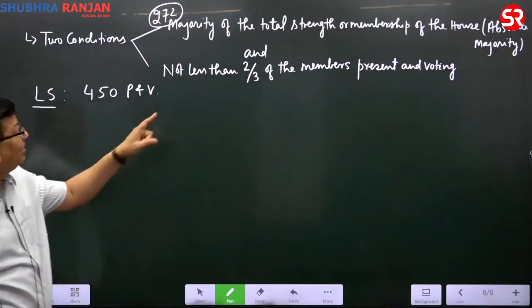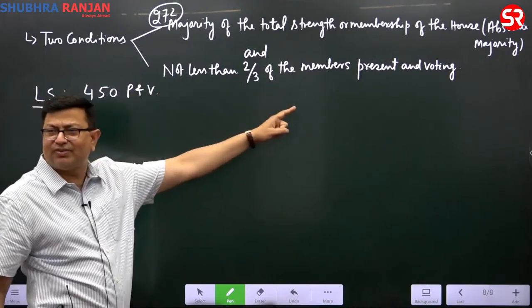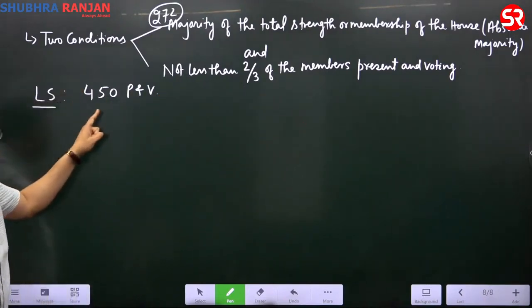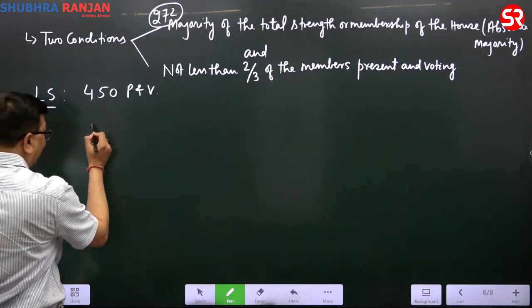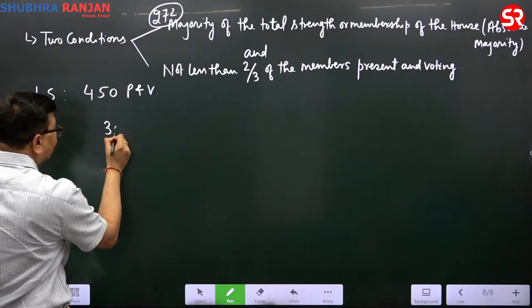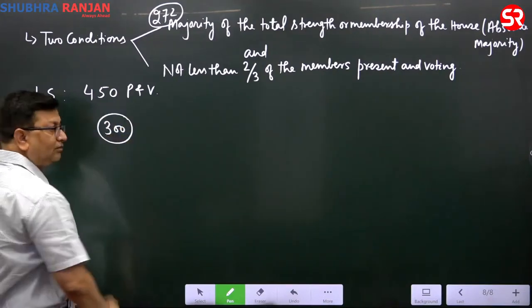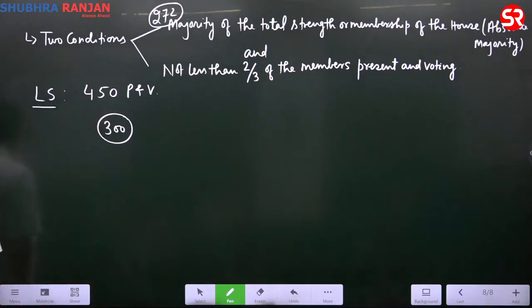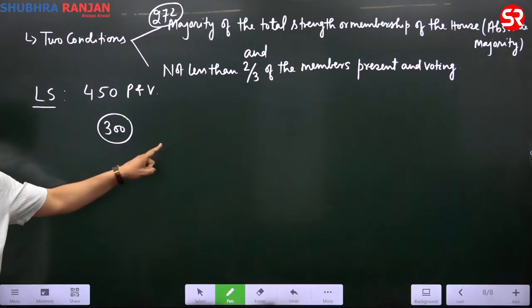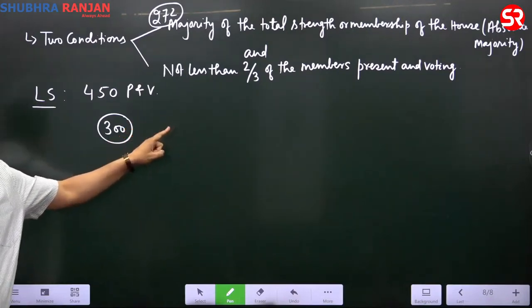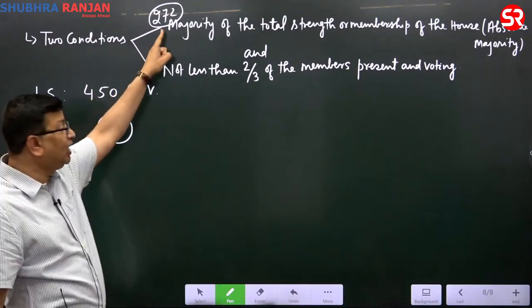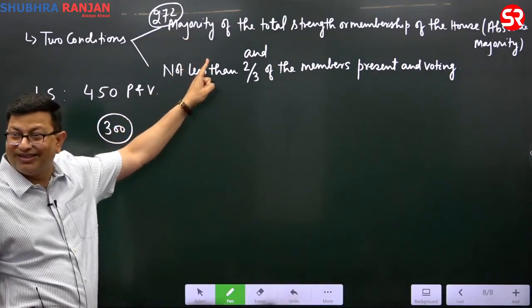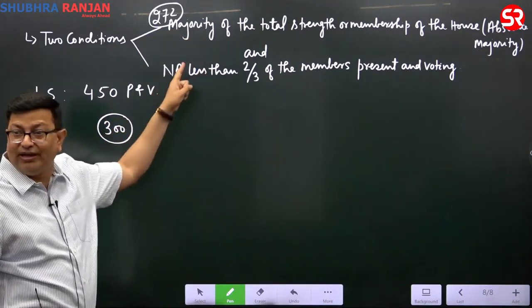And then second, not less than two-thirds of the members present and voting. Two-thirds of 450 will be 300. So 300 members must support the bill, and only then will the bill be passed. Why? Because 300 is two-thirds of 450 and it is also more than 272. Both the conditions have to be fulfilled here.